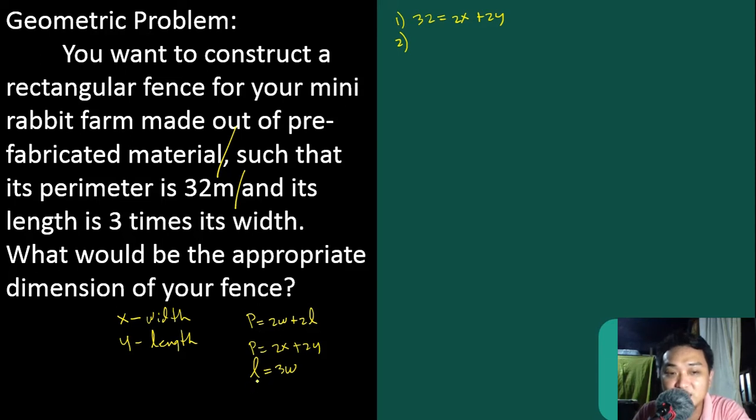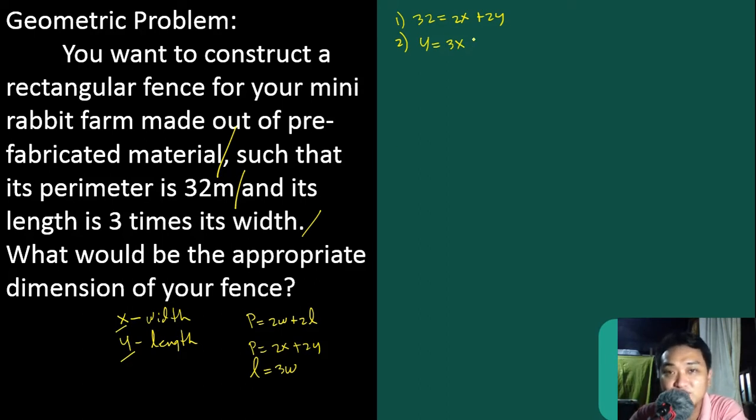And since the length is y and width is x, that is also the same as y is equivalent to 3x. Ayan. So, tama, no? 3x is equivalent to y, meaning the width times 3 will be equivalent to the length. Or pagka binaliktad, length is 3 times longer than the width. Now, what will be the appropriate dimension of our fence? Meaning, ang hinahanap dito, kung gaano siya kalapad at kung gaano siya kahaba.